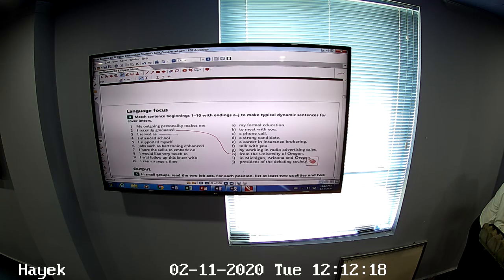I served as president of the Debating Society. I attended school in Michigan, Arizona, and Oregon. Michigan is a state, Arizona is a state, Oregon is a state. Michigan is also a lake, in the Great Lakes, yes, Lake Michigan.